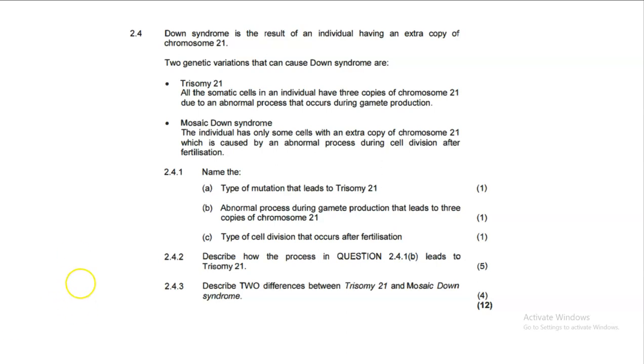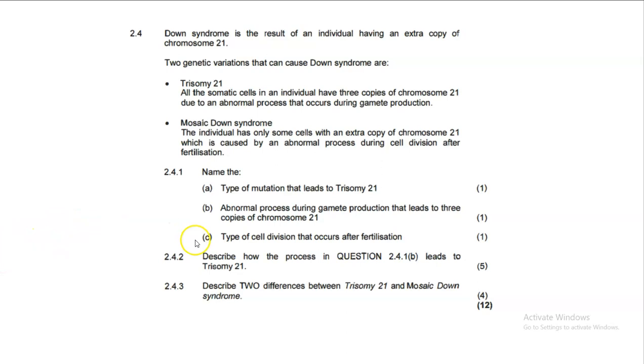So the last question, they're asking us to describe 2 differences between trisomy 21 and mosaic Down syndrome. So remember, trisomy 21 occurs in most individuals. And also remember, trisomy 21 results in an extra chromosome copy. So the extra chromosome copy will be in everyone in trisomy 21. But in mosaic, the extra chromosome 21 won't be in everyone. It will be in some, but not everyone.